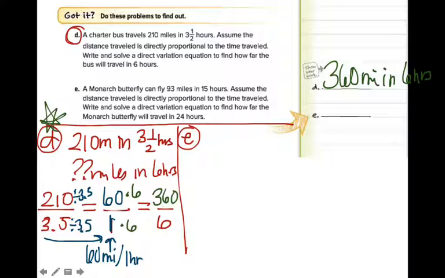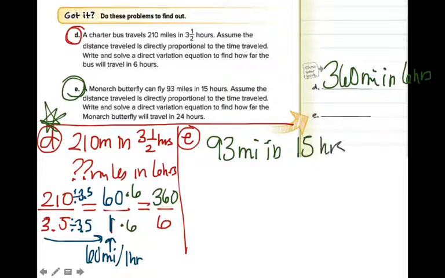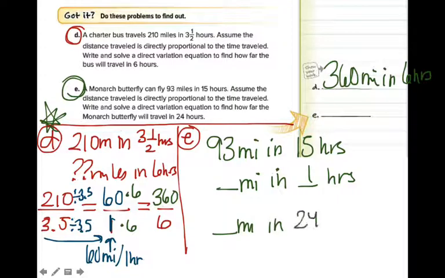Okay, let's look at E. A monarch butterfly can fly 93 miles in 15 hours. Okay. And you have to decide where you're going to put all this if there's no room. So 93 miles in 15 hours. Assume the distance traveled is directly proportional to the time traveled. Write and solve a direct variation equation to find how far the monarch butterfly traveled in 24 hours. So if I know how many miles in 15 hours, if I can figure out how many miles in 1 hour, it will be very easy for me to figure out how many miles in 24 hours.